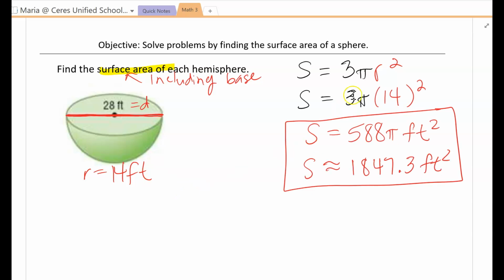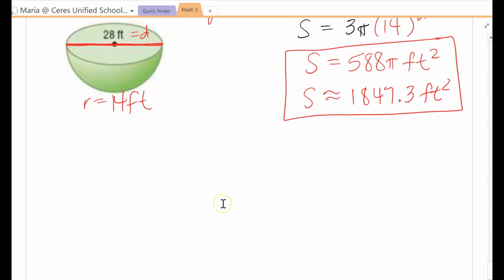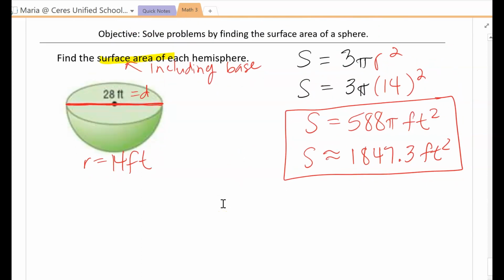All right, so hopefully you paused the video. Here's the solution. The radius was 14, so if you just plug in 14 squared times 3, that gives you 588, and then multiply by pi at the end, you should have had 1,847.3 square feet. And that is our last example for today.